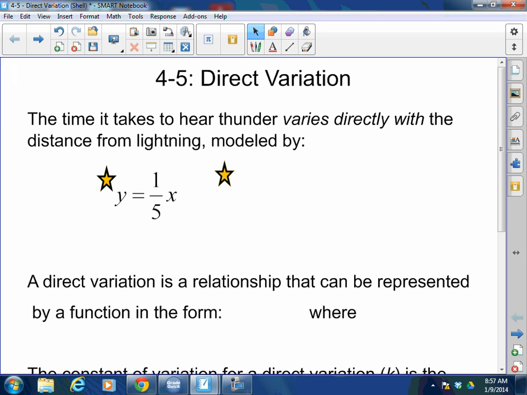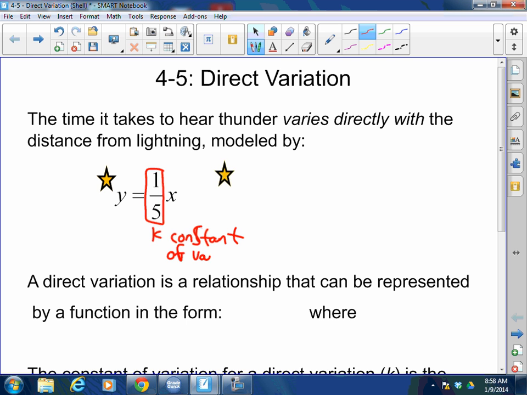So what does this mean? That means that if x is 5 miles away, how long does it take to hear it? 1 second. Very good. So that's a direct variation. You have this slope, which in this case is called the k, or the constant of variation. And this constant of variation is going to determine if y is going to increase or decrease.